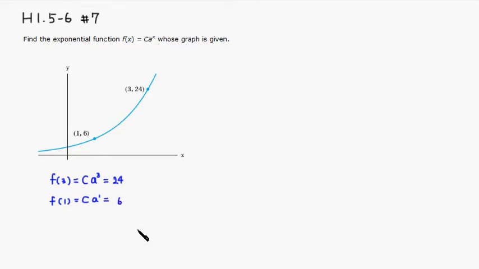So using these two equations, we want to get rid of one of the variables because we don't want to deal with two variables at the same time. So the easiest way to do it is to divide the first equation by the second equation. So the left hand side is c times a cubed, divided by the left hand side of the second equation, which is c times a. This must be equal to the right hand side, 24 divided by 6.